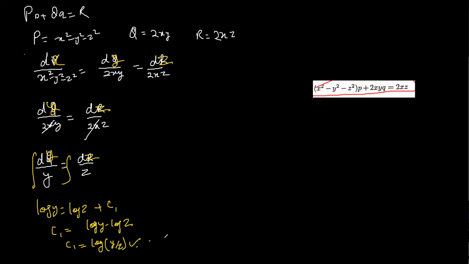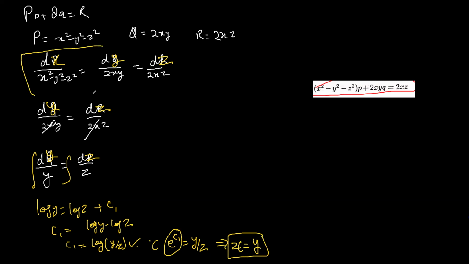You can write what? This is e raised to c1 times y by z, right? For removing log, z becomes y. e raised to c1 is one new constant, so you can write c only. Right? So cz is equal to y, right? Understood? Yes. Now solve this part.